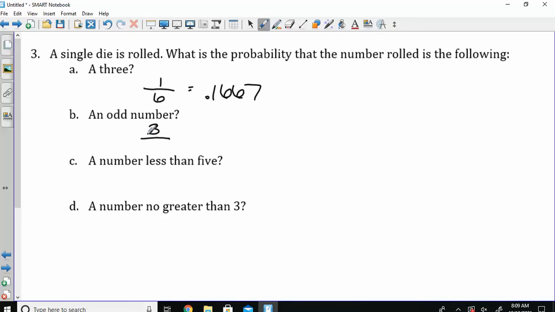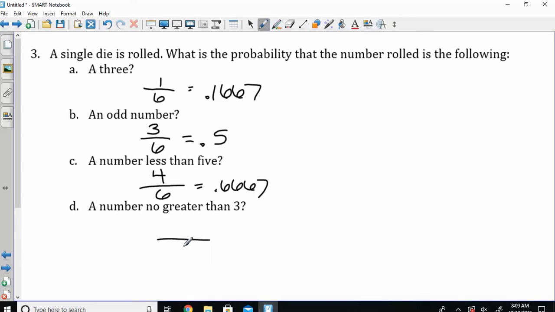Probability of being odd. How many odd numbers? 3. Out of how many total? 6. So you get 0.5. Less than 5. How many options are smaller than 5? 4, because you can have 1, 2, 3, or 4. Out of 6, so 0.6667.